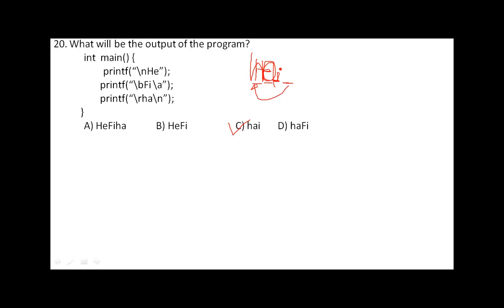\a means bell sound. \r means carriage return. Carriage return indicates what? Come to the first position. \b indicates backspace. It only moves one position back. That is the meaning of this \b, backspace: one position move towards the backside.